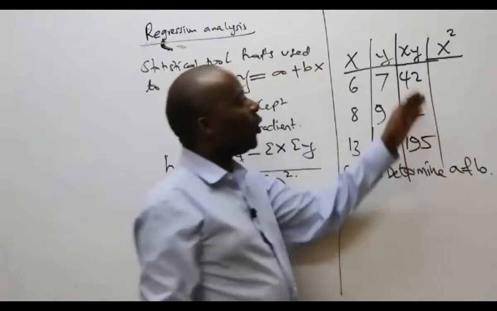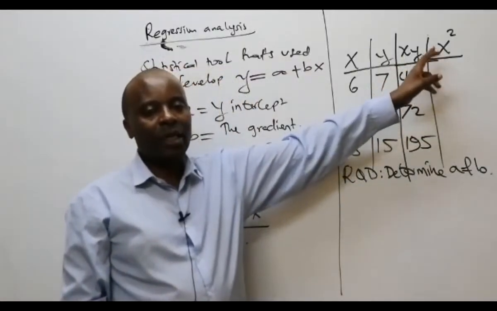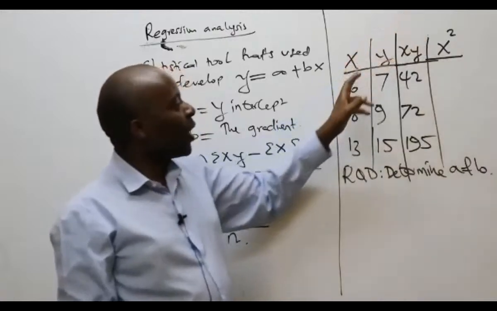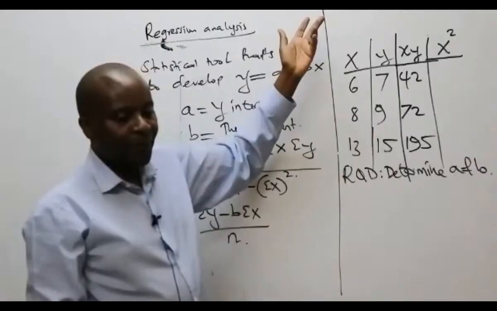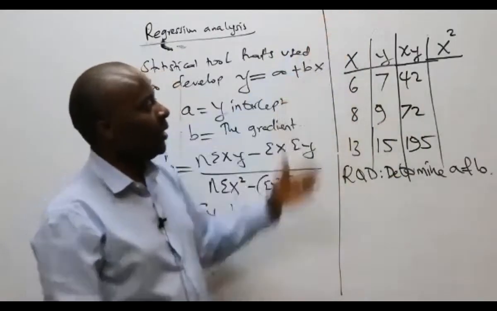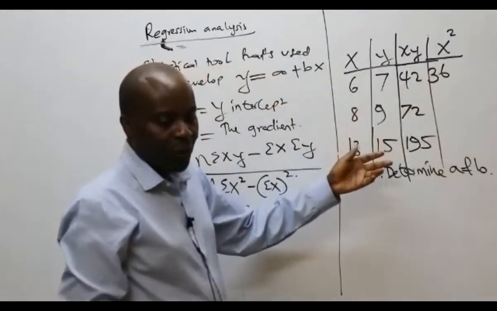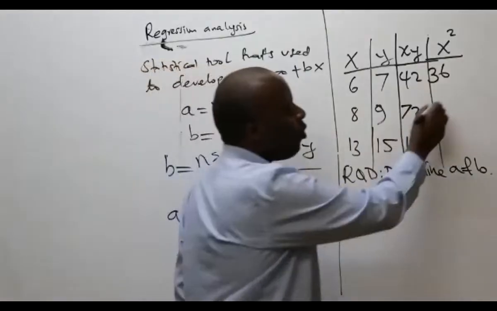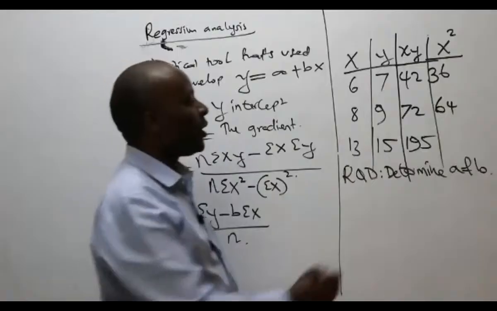195. Once I do this column, I know that the next column is all about squaring x. So x squared, what do we have? 6 squared, 8 squared, 13 squared. Could you kindly give me these figures now? What is 6 squared? This is 36. This is 8 squared, which gives me 64. And then we have 13 squared, which gives me 169.